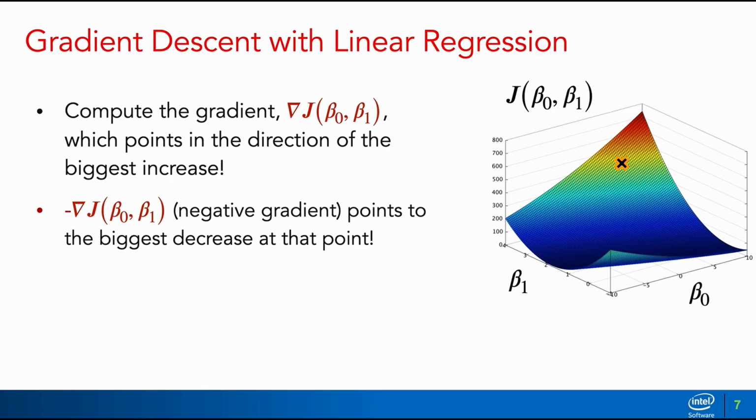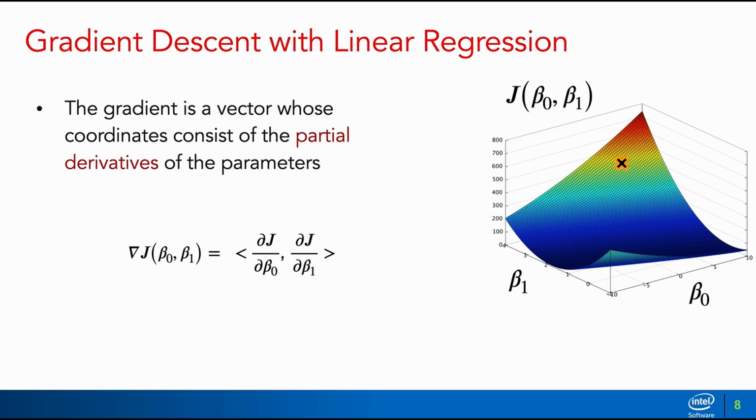We compute the gradient, indicating the direction of the largest increase. Then the negative gradient represents the largest decrease at the point. So, moving towards a negative gradient can reach a lower surface position. The gradient of the J function is a two-dimensional vector. Each vector element represents the partial derivative of beta 0 and beta 1 respectively.